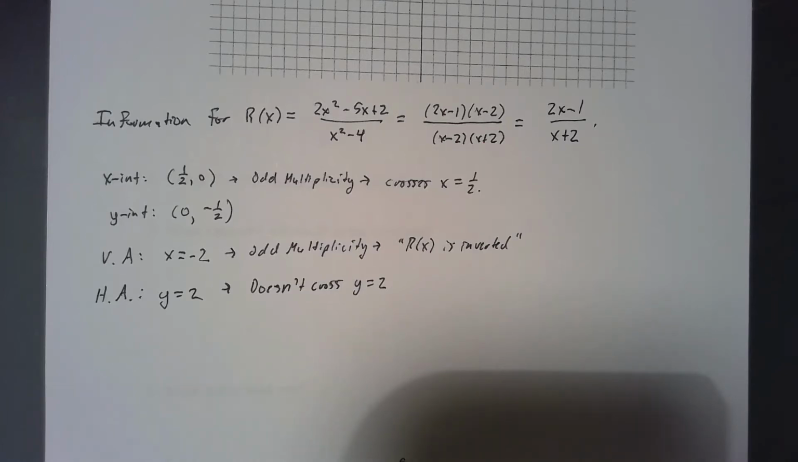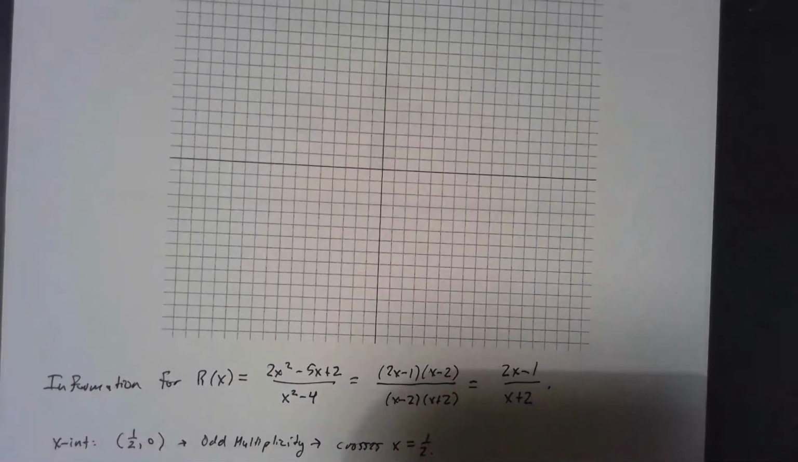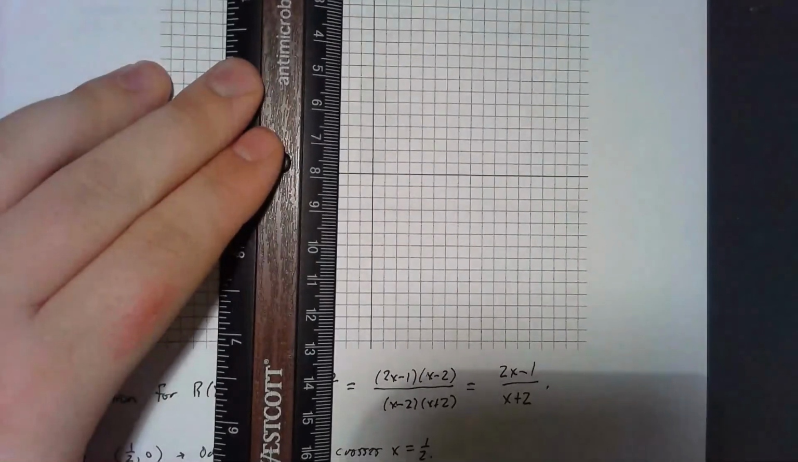All right, so that's a lot of information. That's all the information we did, really. So let's put this all together and graph this sucker. The first thing you do is plot the intercepts and then the asymptotes.